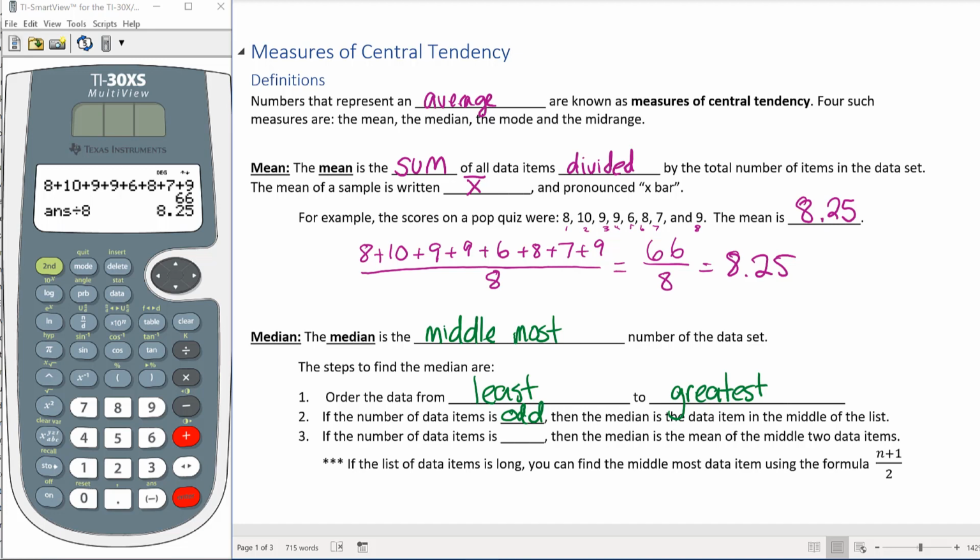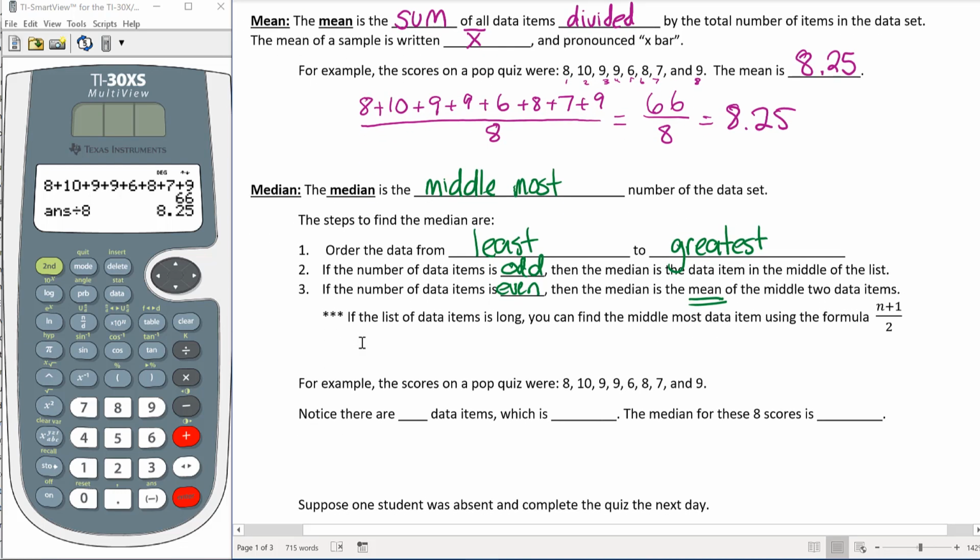But if there's an even number of data points, then you have basically 2 middlemost data items. So in this case, you're going to take the mean of the middlemost data items, add them up, divide by 2. But you first have to find the middle 2 numbers. Now, if the list is really, really long, trying to find the middle number is kind of hard. You can use the formula n plus 1 divided by 2 to try to find the middlemost number.